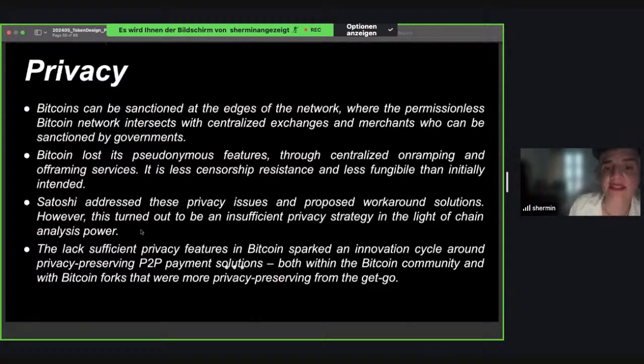Satoshi addressed these privacy issues and proposed workaround solutions. However, these workaround solutions turned out to be insufficient. And in the light of chain analysis power that emerged over time, other blockchain networks came that tried to create peer-to-peer payment networks that were much more privacy preserving, starting with Monero, Zcash, and everything that followed. Unfortunately, today we're seeing that these efforts of creating these private cryptocurrencies are often sanctioned by many governments, directly or indirectly.